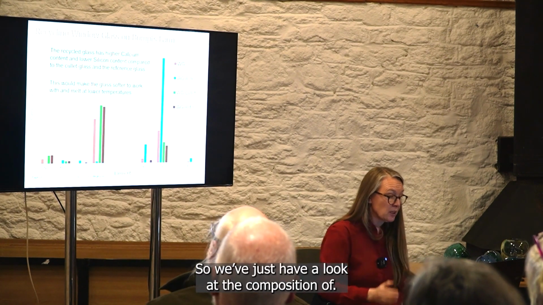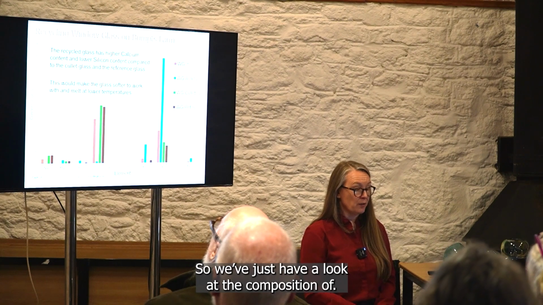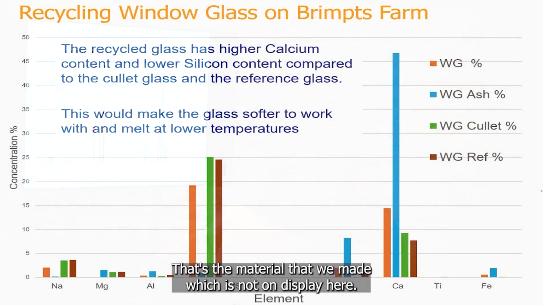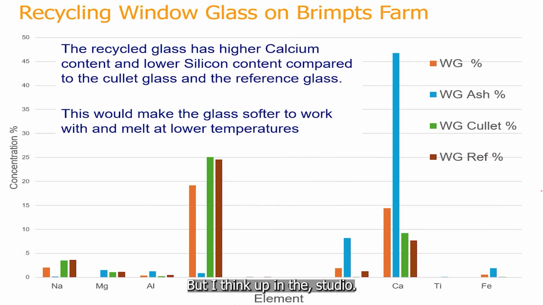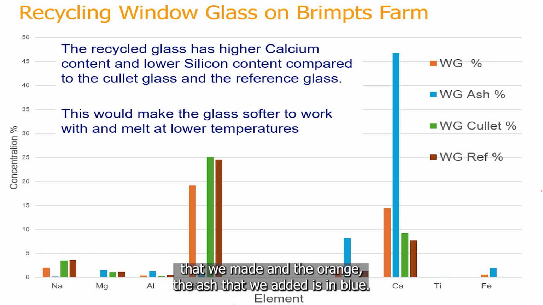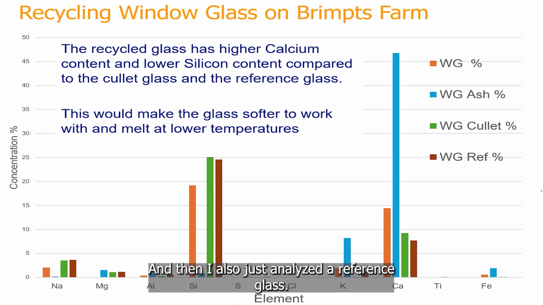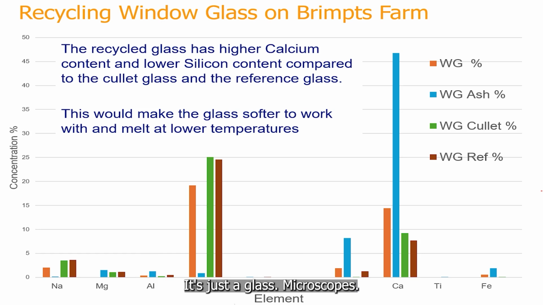So we've just had a look at the composition. The key is, WG is the Wonder Glass. That's the material that we made, which is not on display here, but I think is up in the studio. So that's the Wonder Glass that we made, in the orange. The ash that we added is in the blue, and the glass is in the green. And then I also just analysed a reference glass. It's just a glass microscope slide, which is fundamentally a soda lime glass, just very basic.